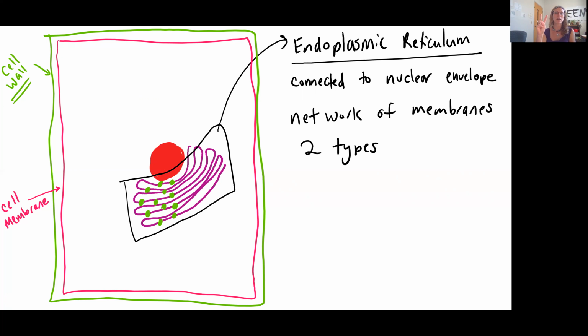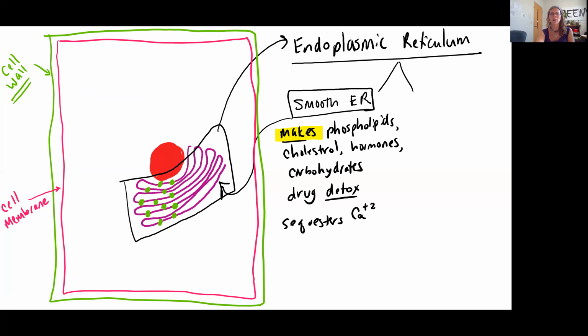Now, there are two types of endoplasmic reticulum. We can abbreviate endoplasmic reticulum as ER, so that's nice. We don't have to keep saying that whole phrase. We have what's called the smooth ER, which is shown without the green dots. The smooth ER is going to make a lot of lipids. So they're going to make phospholipids. That's part of our cell membrane. So they're helping to make cell membrane.